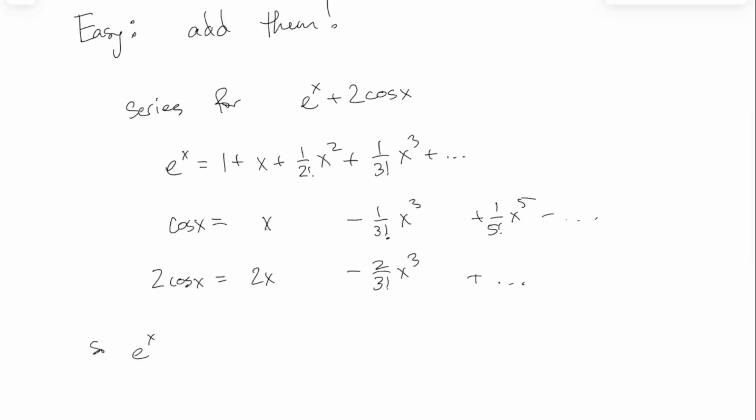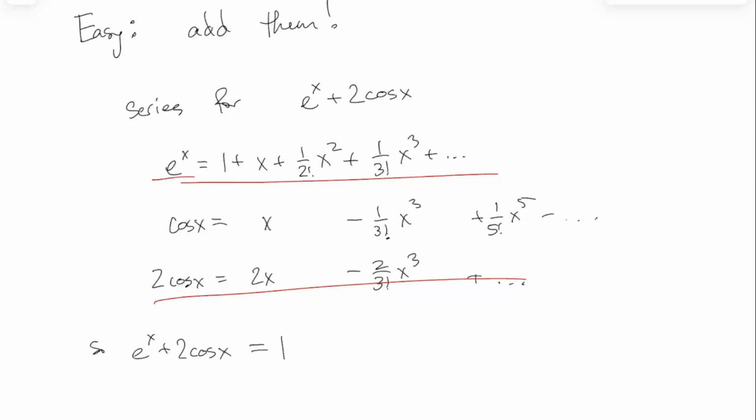So e to the x plus 2 cosine x. The series, now this is kind of a pain to do if you're working with sigmas, but if you just want to write down the terms one by one, it's very simple. I'm going to add e to the x and 2 cosine x. So that's this one and this one. The one in the middle was just an intermediate step. The constant term is just a 1. That comes from e to the x, and there was no constant term from the 2 cosine x. So it's just the 1.